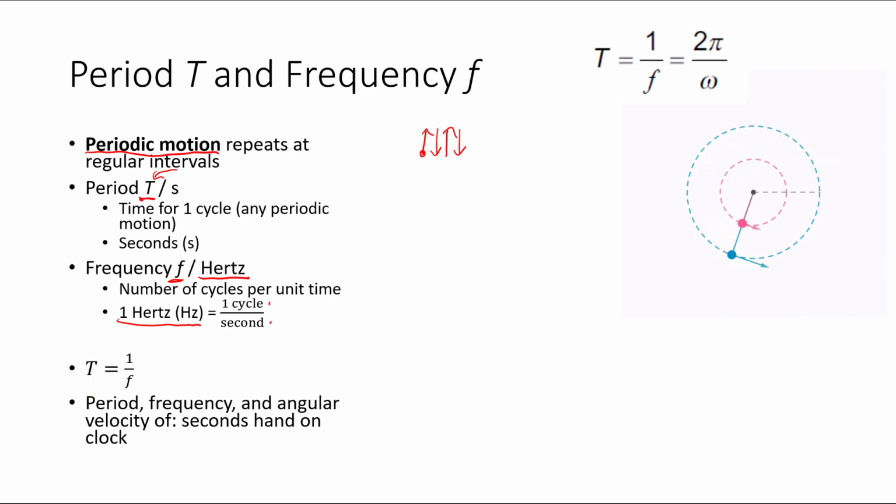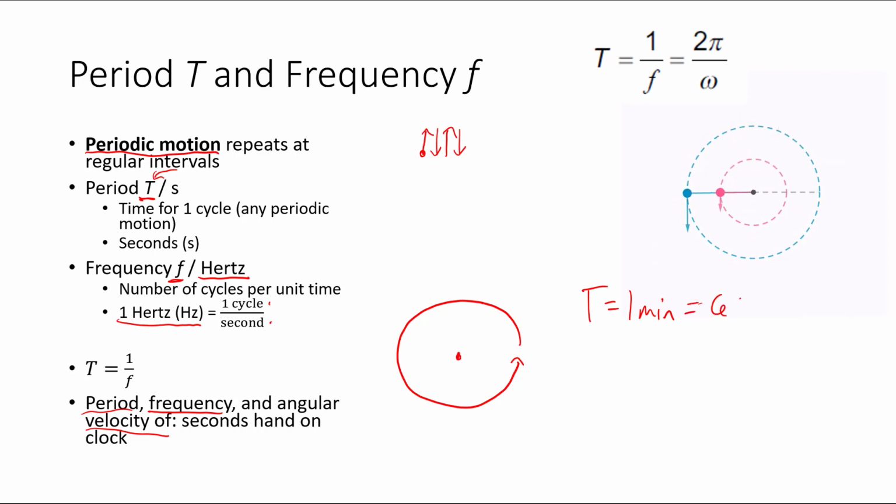So let's determine the period, frequency, and angular velocity of the seconds hand on a clock. Okay, well, the seconds hand on a clock goes around once a minute. The period is going to be 1 minute, but we want that in standard SI units, so that's going to be just 60 seconds.